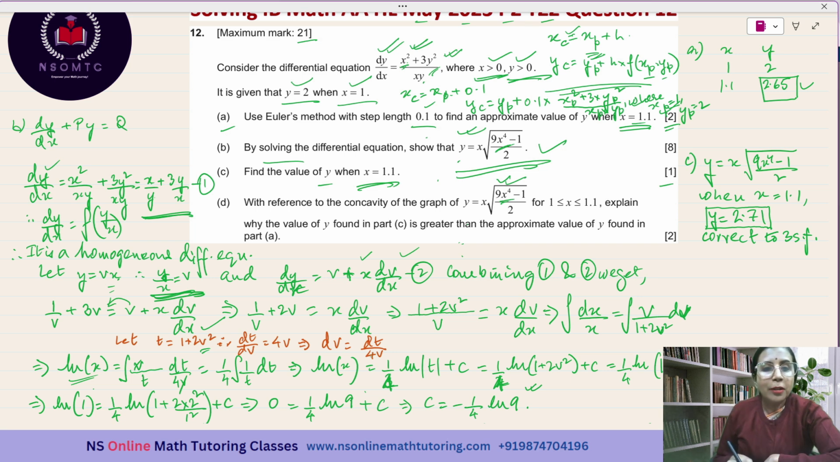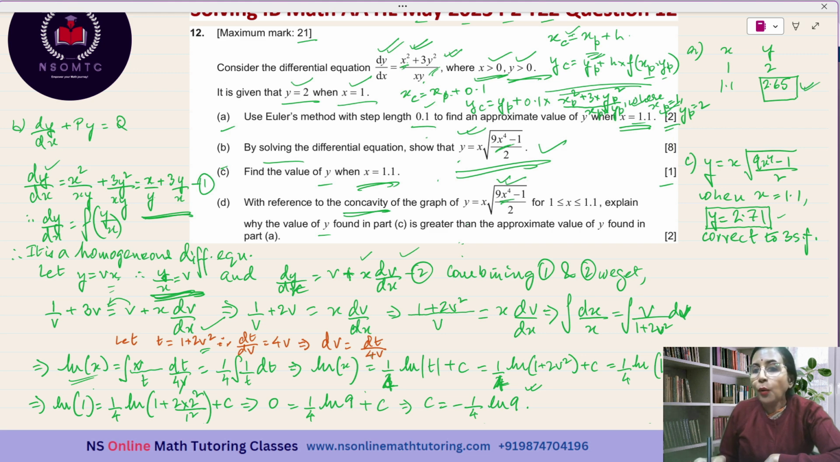Now coming to subpart D, with reference to the concavity of the graph. Concavity is related to the second derivative. Concavity of the graph of y equal to x times square root of 9x to the power of 4 minus 1 over 2, for x greater than or equal to 1 but less than or equal to 1.1. Explain why the value of y found in subpart C, that is 2.71, is greater than the approximate value of y found in part A, that is 2.65.